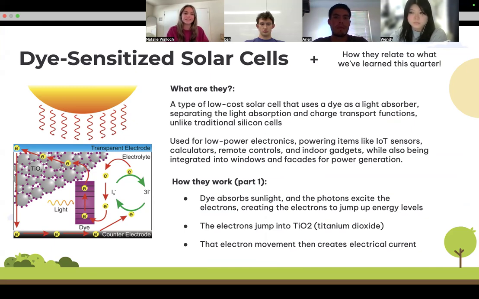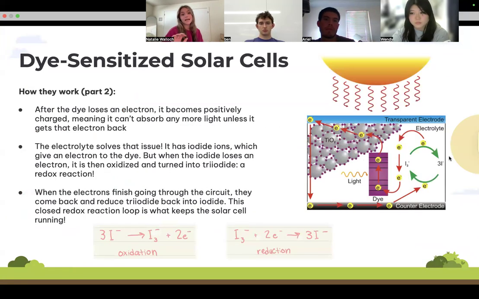You can look at the little picture I have that outlines what I'm going to explain right now. Basically, the dye absorbs the sunlight, and then the photons in the dye excite the electrons, and the electrons jump up energy levels into titanium dioxide. And then that electron movement creates the electrical current. After that, the dye loses an electron, so it becomes positively charged. And that means that it can't absorb any more light until it gets another electron back.